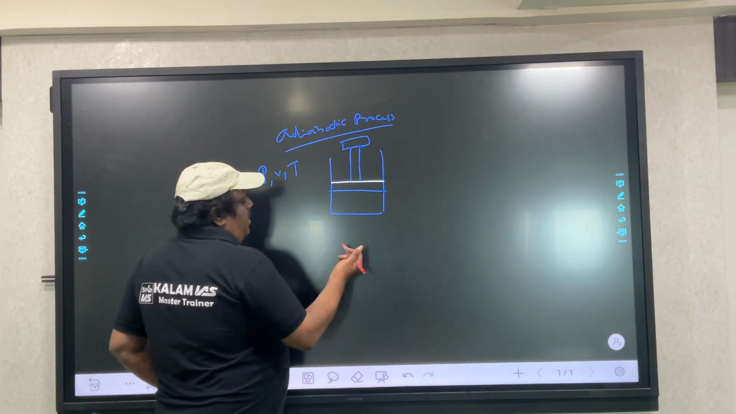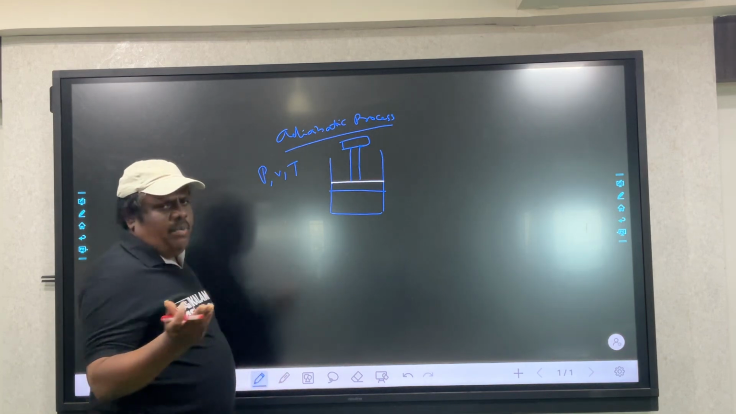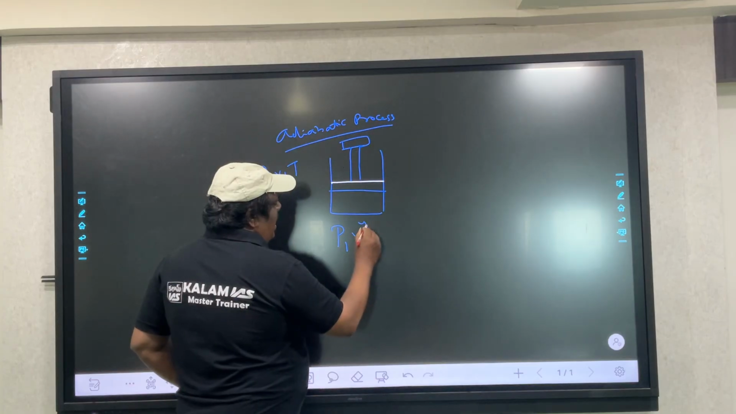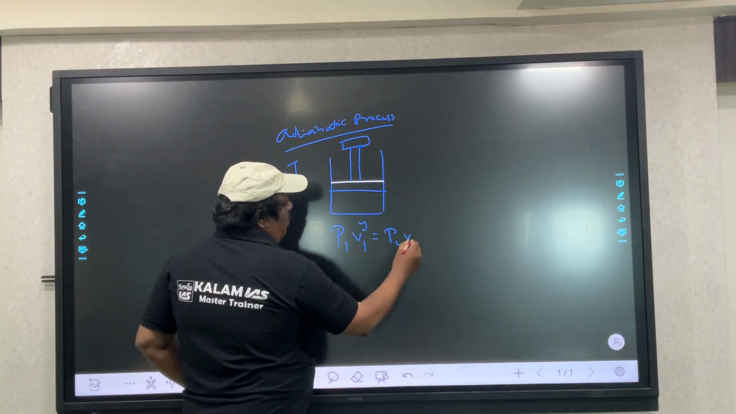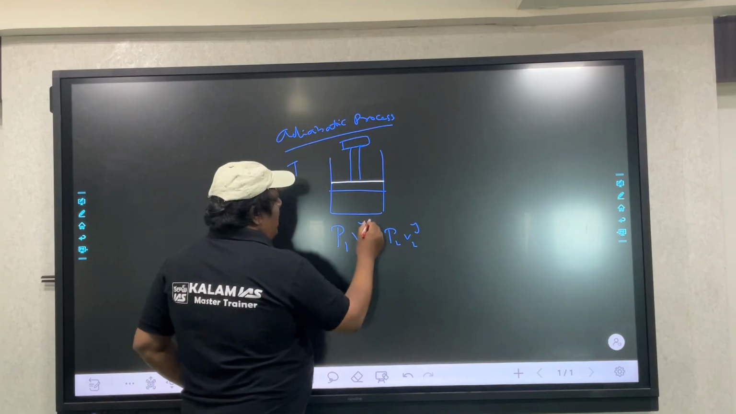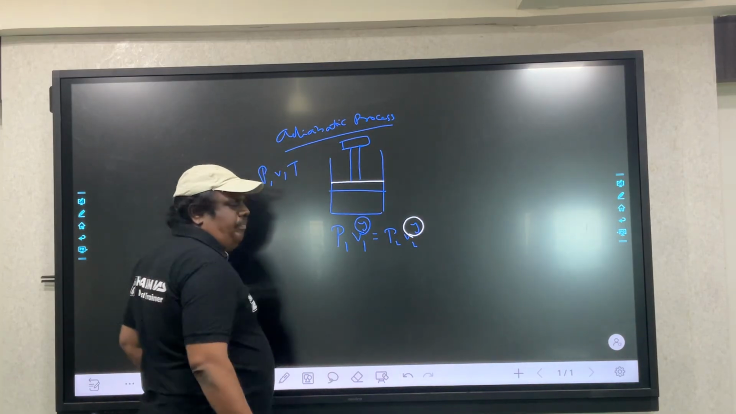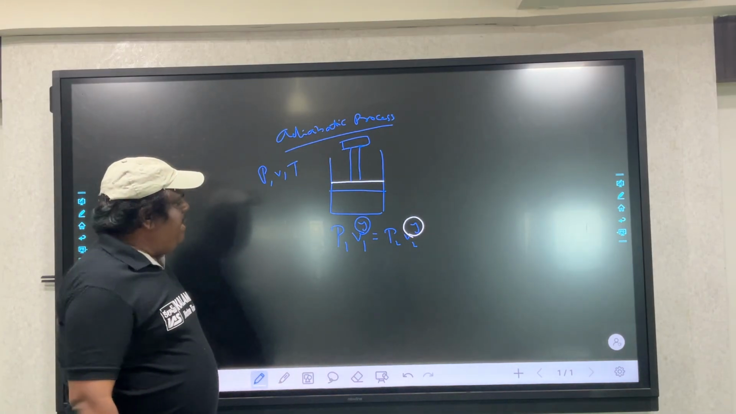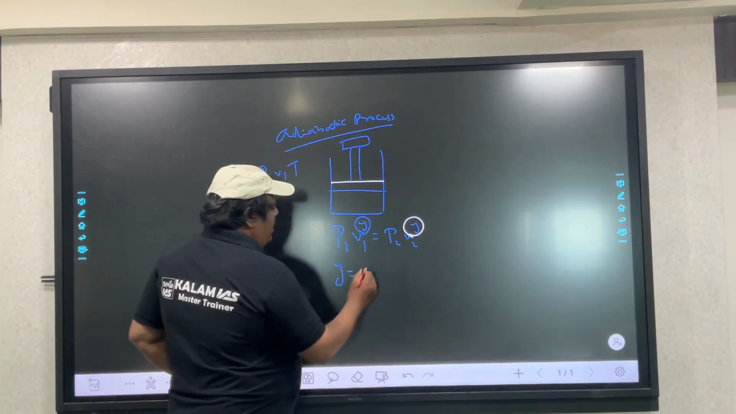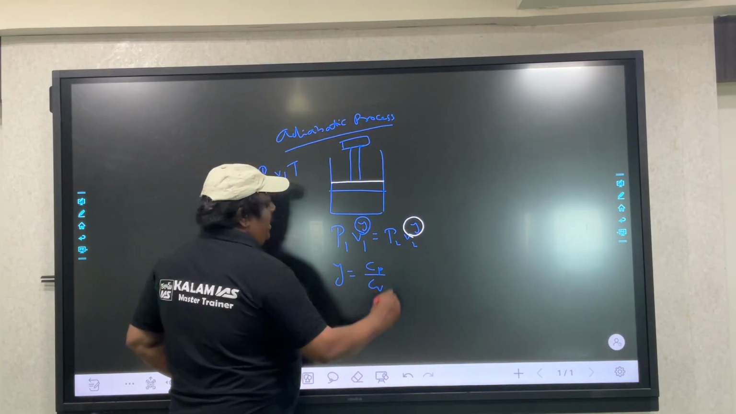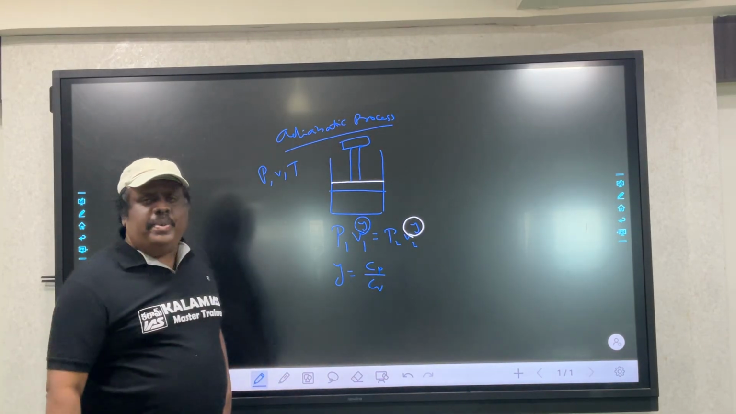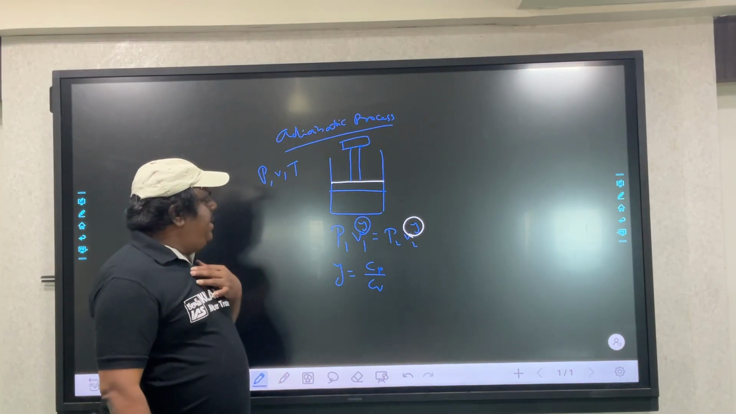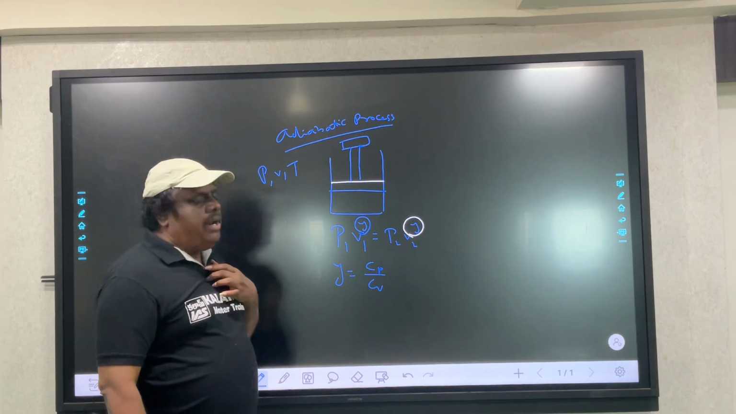So the formula used to find the relation between pressure and volume in the case of an adiabatic process is P1 V1 power gamma equal to P2 V2 power gamma. Here gamma is the adiabatic constant, the specific heat ratio Cp by Cv. You can calculate this gamma by using the formula Cp by Cv, specific heat at constant pressure to specific heat at constant volume. Okay.